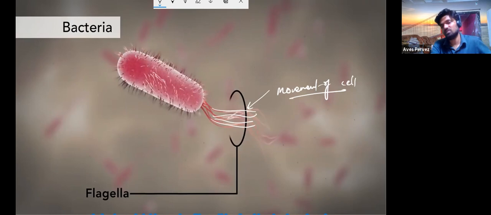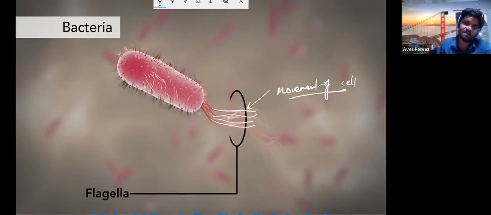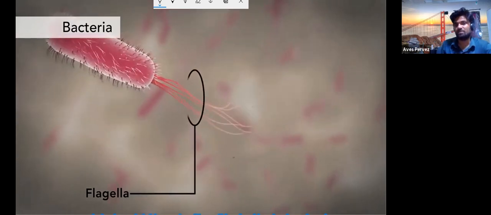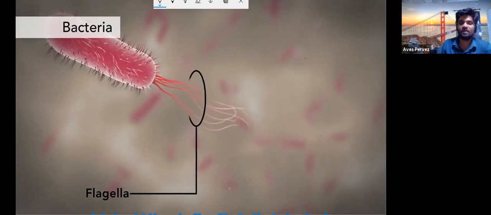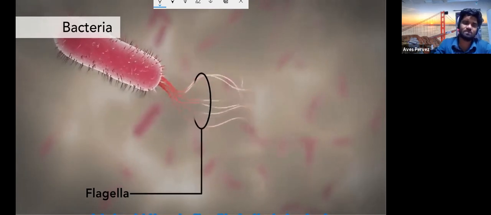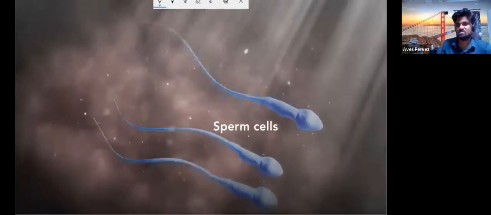Got it? So we can simply say that the movement of the cell is done by this flagella, singular flagellum. A sperm cell has a single, little tail-like structure that can help the cell move or propel itself. The only human cell that has a flagellum is a sperm cell.